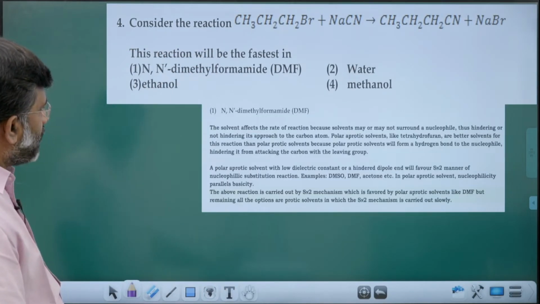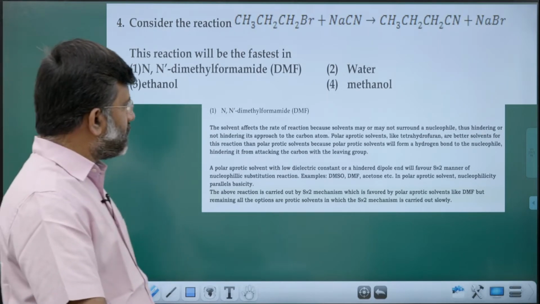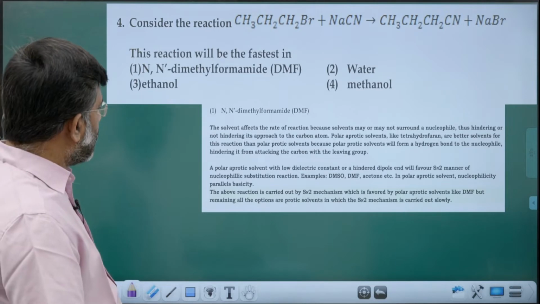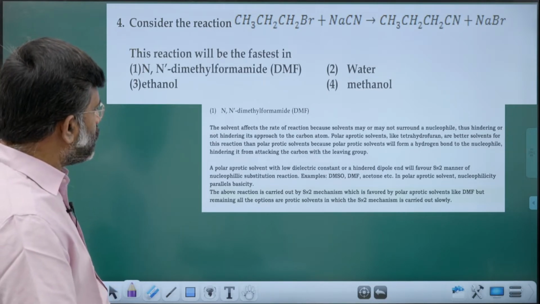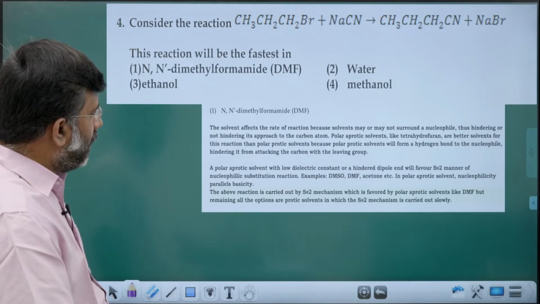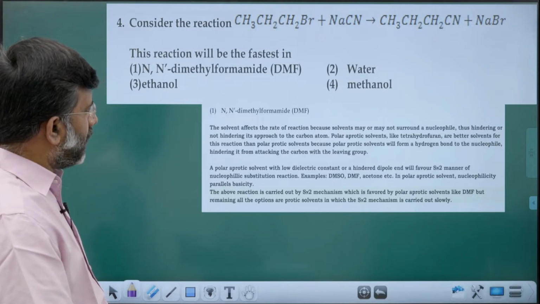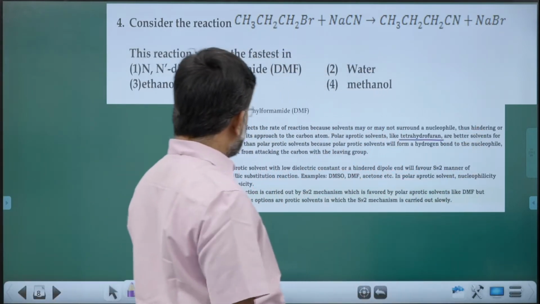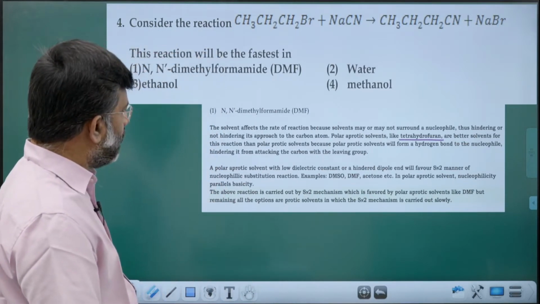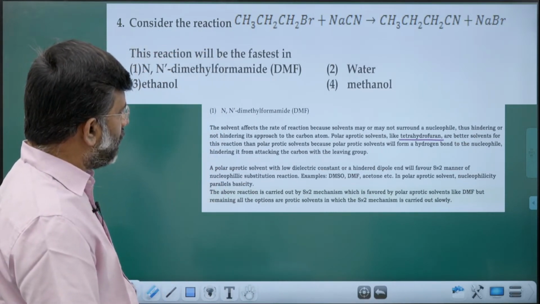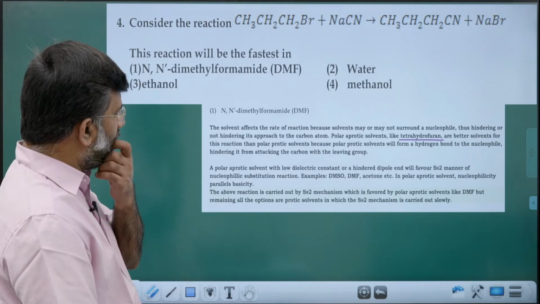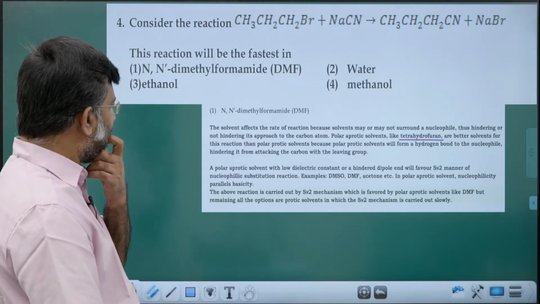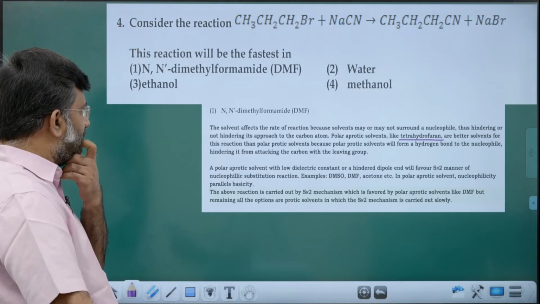Solvent affects the rate of reaction because solvents may or may not surround a nucleophile, thus hindering or not hindering its approach to the carbon atom. Polar aprotic solvents like THF are better solvents for this reaction than polar protic solvents, because polar protic solvents will form a hydrogen bond to the nucleophile, hindering it from attacking the carbon with the leaving group.